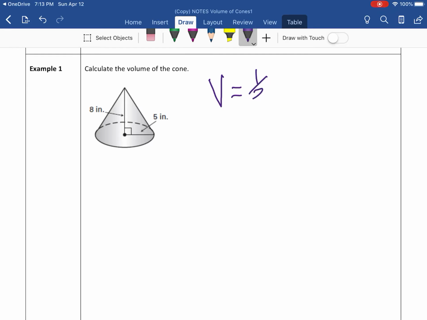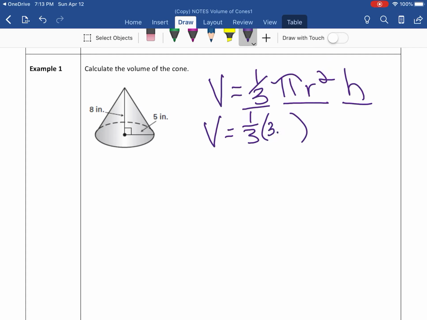All right, first one, so we have volume equals 1/3 times pi r squared times the height. So we take 1/3 times the pi r squared, which is our circle, times the height of our cone. Volume equals 1/3 times pi, which is 3.14, times the radius squared, so I need 2 of them, and in this case they give us the radius, which is halfway across, and that is 5, so 5 times 5, and then times the height, which is, in this case, 8 inches.